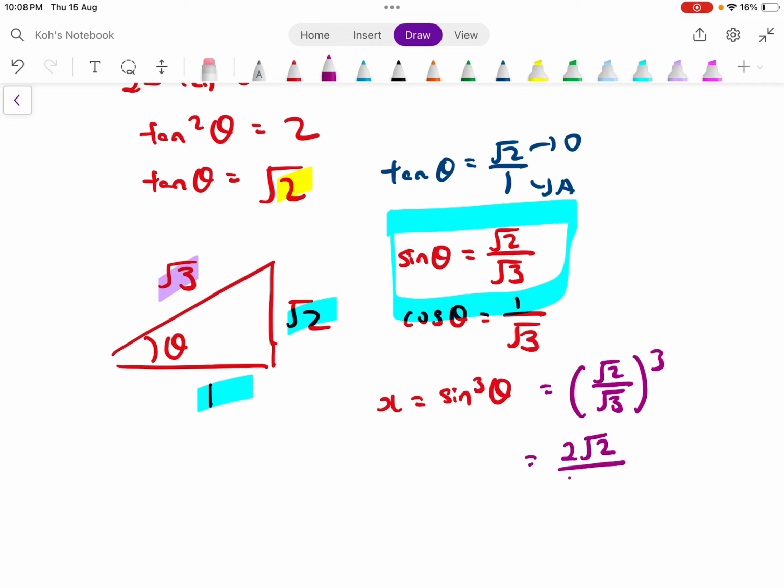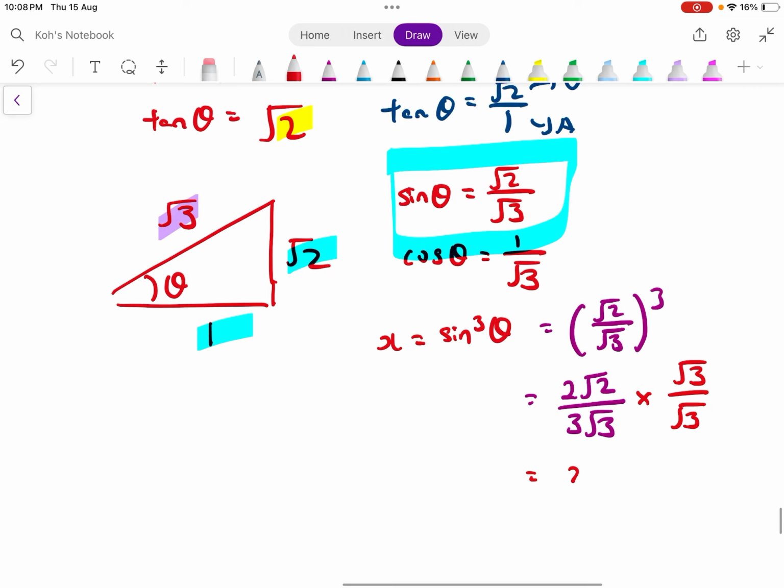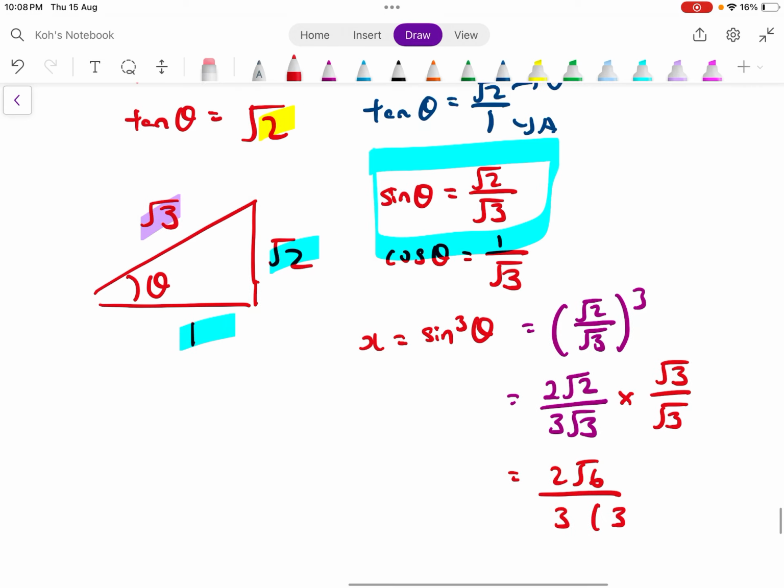Then of course the denominator is 3 square root 3. That will be the x value, but try to rationalize as much as possible. You multiply the denominator by square root 3, and the top part also by square root 3. This will give you 2 square root 6 over 3 times 3, which is 9. So that is the x value already.